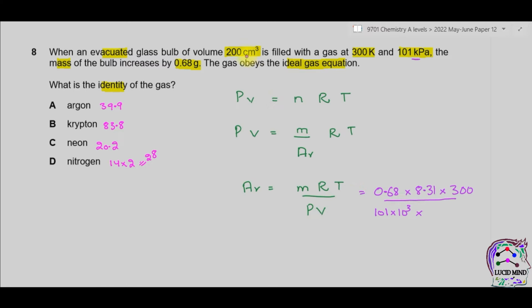And volume should be in meter cube, so we can convert centimeter cube into meter cube by dividing by 1000 and again by dividing by 1000. So it is 2 divided by 1000 twice, or instead you can write 2 into 10 to the power minus 6. So this will give us the atomic mass. It comes out equal to 83.92. So we can see it is closer to option B. So the correct answer should be krypton.